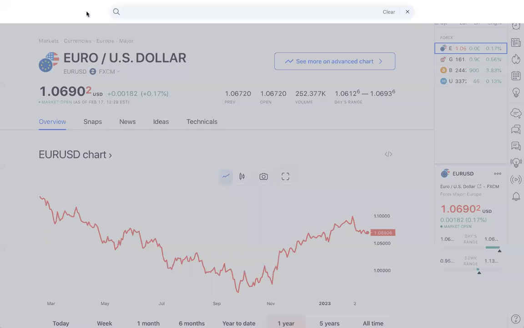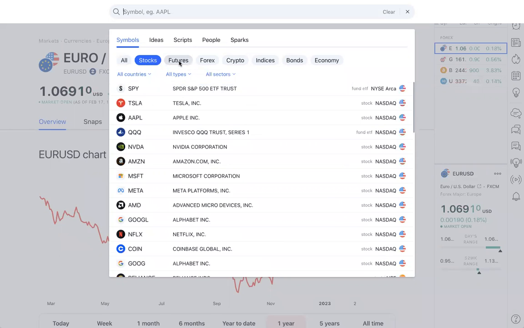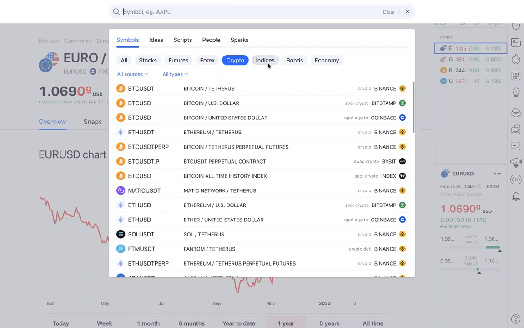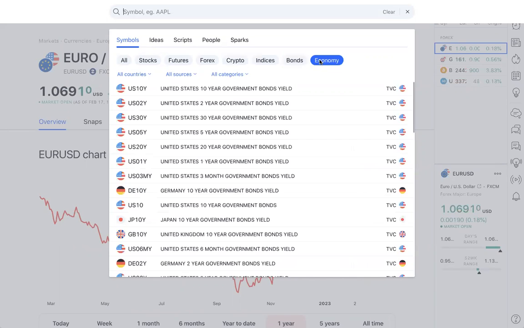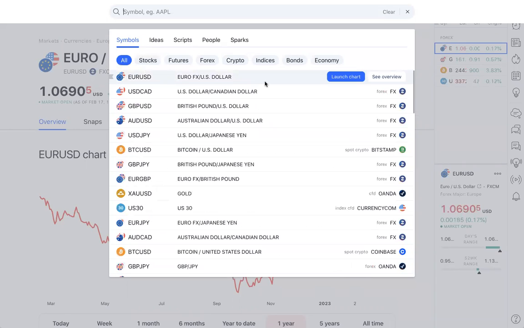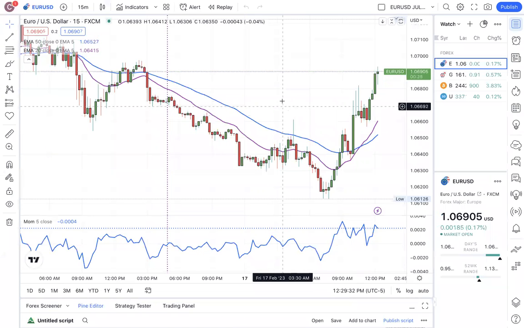So the first thing you're going to want to do is select what asset you're actually going to be trading. And for the purpose of my trainings, I like to focus on Euro USD. But you do have the option to select any of these stocks, futures, other Forex currency pairs, cryptocurrencies, indices, bonds, and even straight up economy options, right? So we're just going to start with Euro USD, and we're going to click launch chart, because this should take us into the bigger chart.